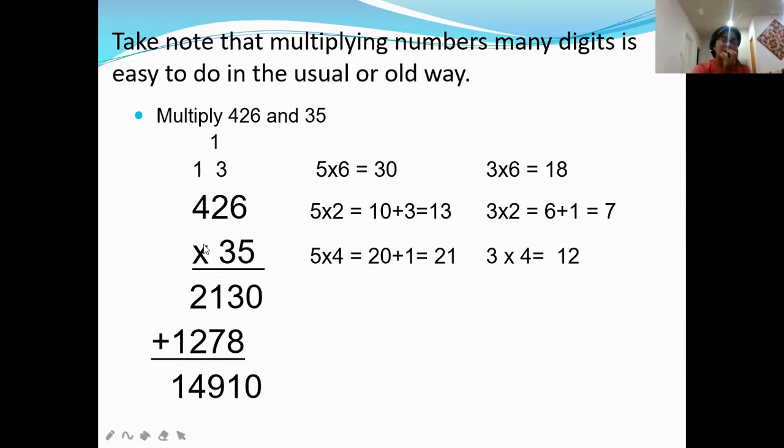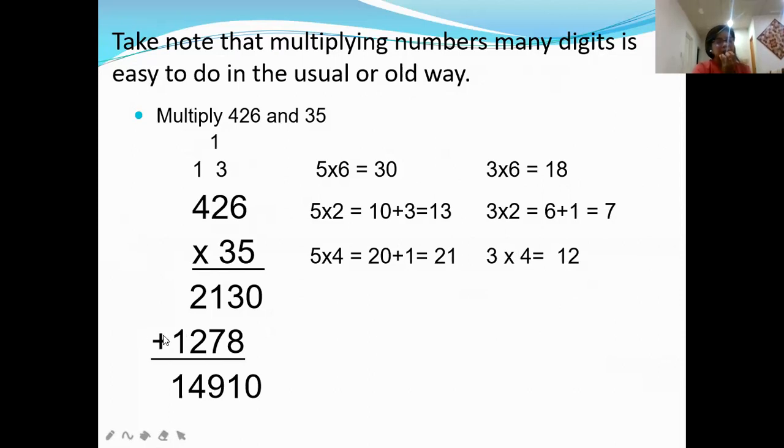Okay, next, we are going to move to the tens place. Our tens place is 3. So we are going to multiply 3. 3 times 6, that's 18. Bring down 8. In the second place, or in the tens place, we are going to bring down its number also in the tens place, below the tens place. This is the ones place and the tens place. So 3 times 6 is 18. Bring down 8, carry 1. And 3 times 2 is 6, plus 1 is 7. And 3 times 4 is 12.